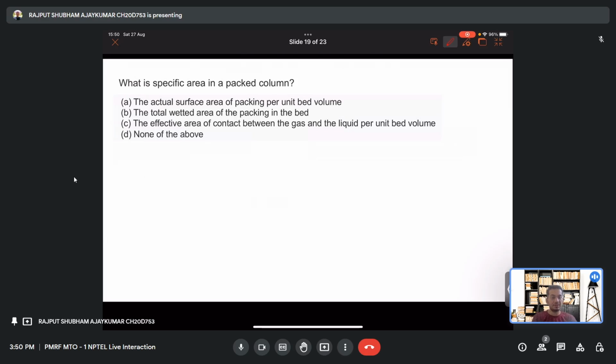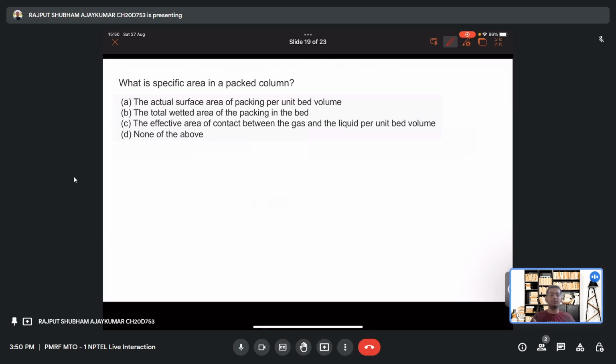Like I said, we have gone through the tray column, a plate column, or a packed column. So there are four different options. The actual surface area of packing per unit bed volume, total wetted area, effective area of contact between gas and liquid per unit volume, and none of the above. So I am asking again, specific area. If you go through the notes, you will see that for the effective contact between gas and liquid, you will require a specific area, and the specific area depends upon the effective contact between the gas and the liquid per unit volume of the bed.